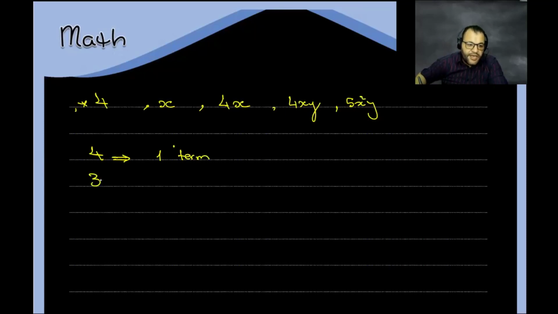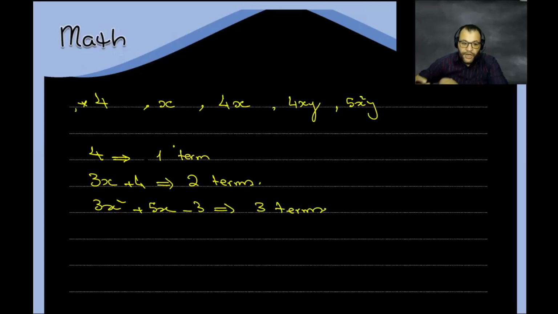But when I say 3x plus 4, that's an algebraic expression formed from two terms. When I say 3x squared plus 5x minus 3, that's formed from three terms. Okay? Any problem now with the difference between the term and the expression? Okay. So we have a degree of the term and a degree of the expression.